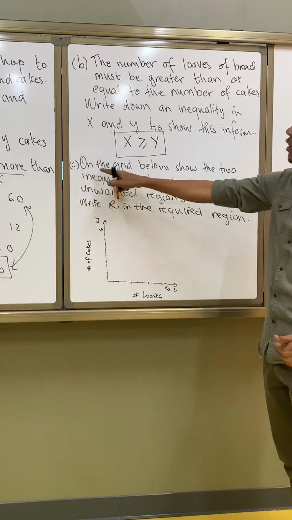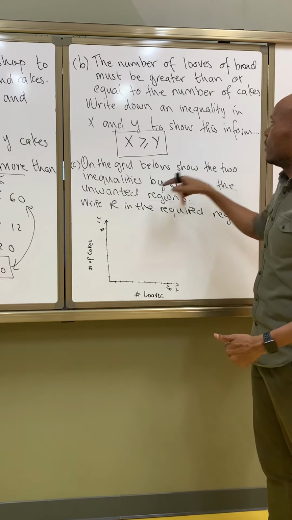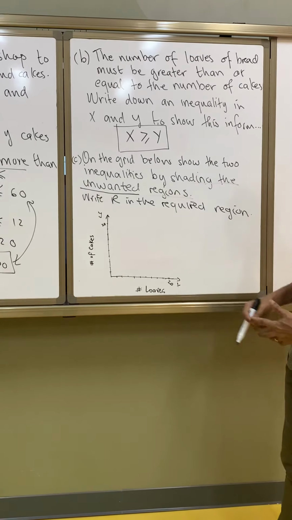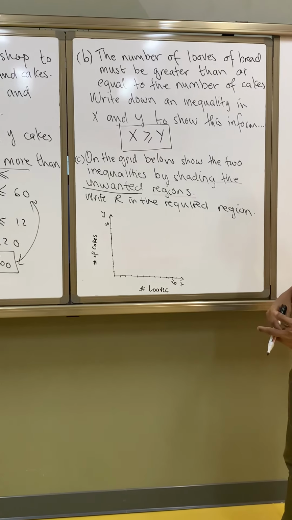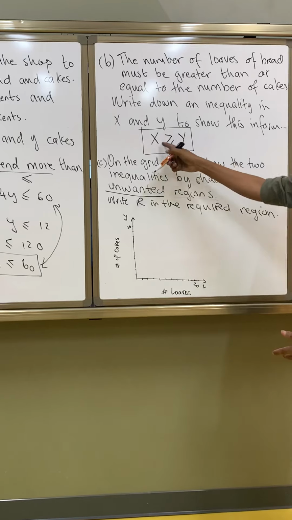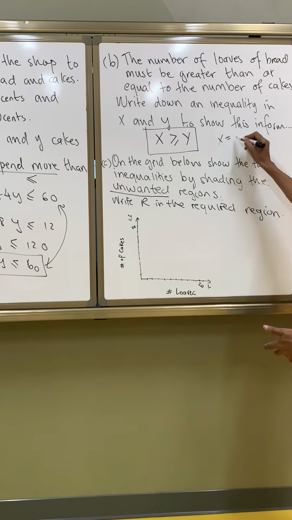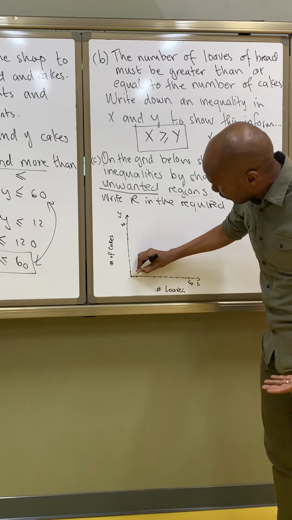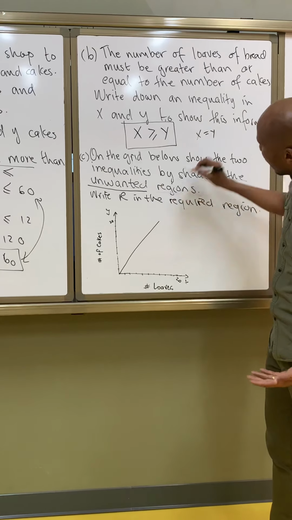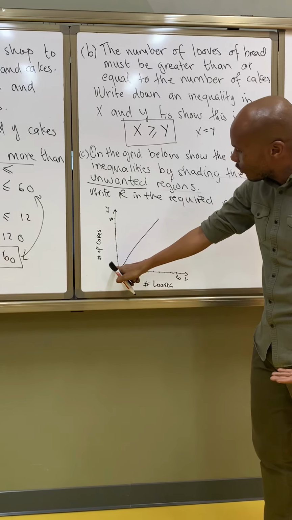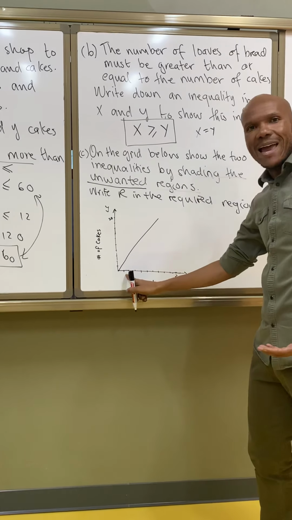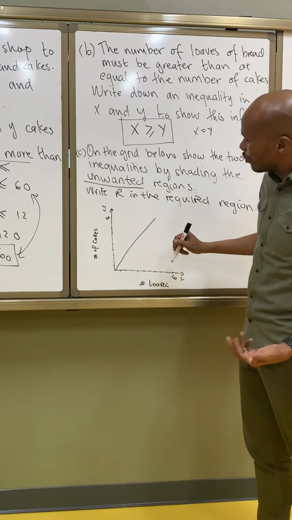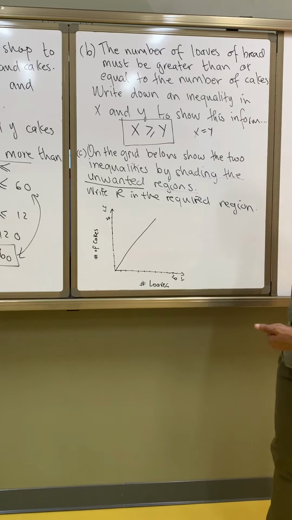So part C says, on the grid below, show the two inequalities by shading the unwanted part. Do not forget, we're shading the unwanted region, and writing R in the required region. So let's draw this one first, x is equal to y. How does the x equals y line appear in a graph? For every value of x, the same value of y. So 1, 1, 2, 2, and you draw those points there. Okay, so that's how it's going to be.